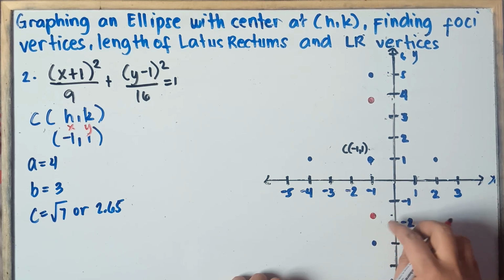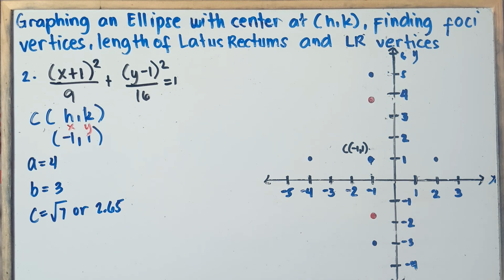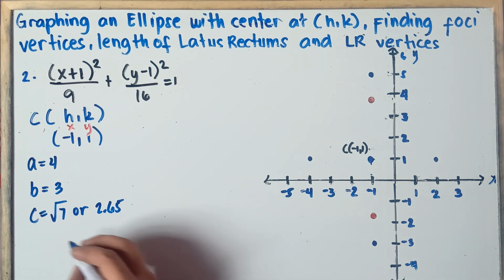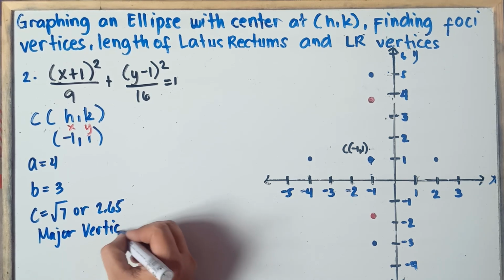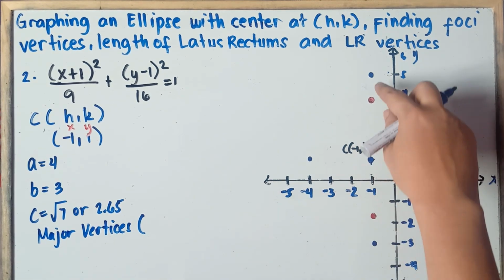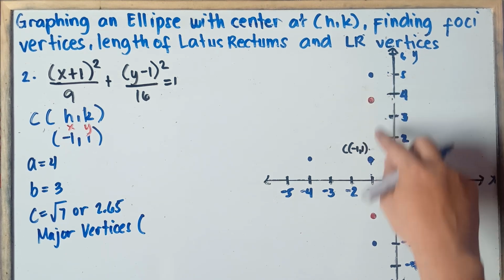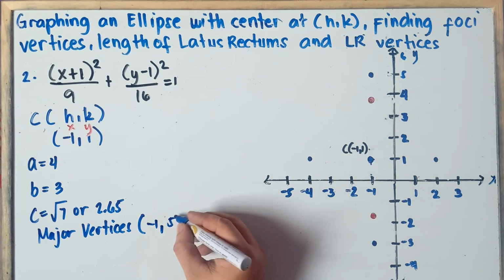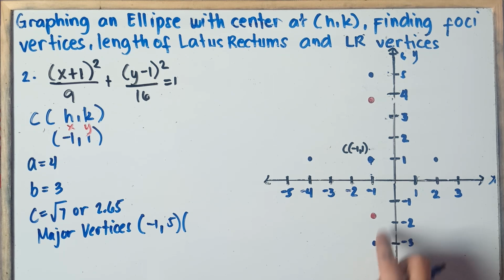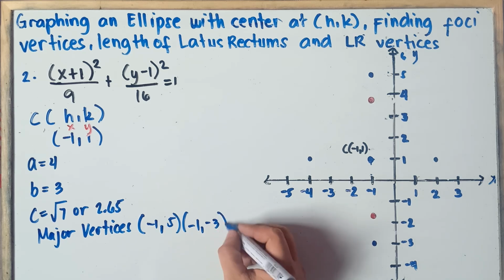Alright, so this will be our second focus. Once again, class, we do have 2 focus and we call that one foci for our ellipse. So we can write the vertices, class, as ordered pairs. Let's start with the major vertices. The major vertices we have: this one, our x is -1 and our y is +5. The other one, this one, our x is -1 and our y is -3.